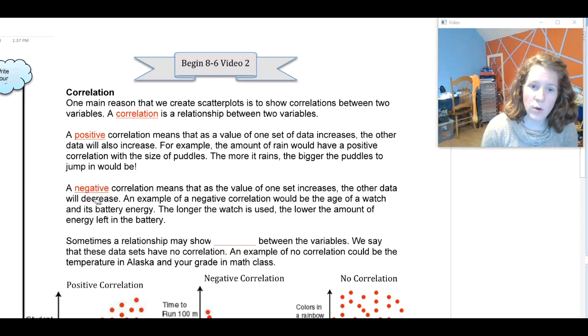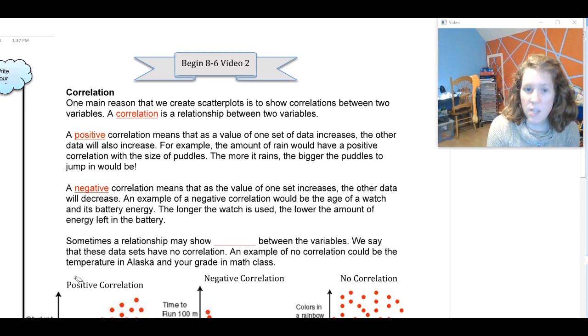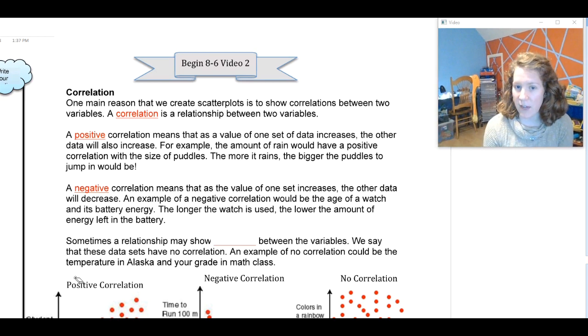A negative correlation means that as the value of one set increases, the other data value will decrease. So an example of negative correlation would be the age of a watch and its battery energy. The longer you have your watch, the lower the amount of energy left. So it's not necessarily a good thing or a bad thing, it's just that the two values go in opposite directions.